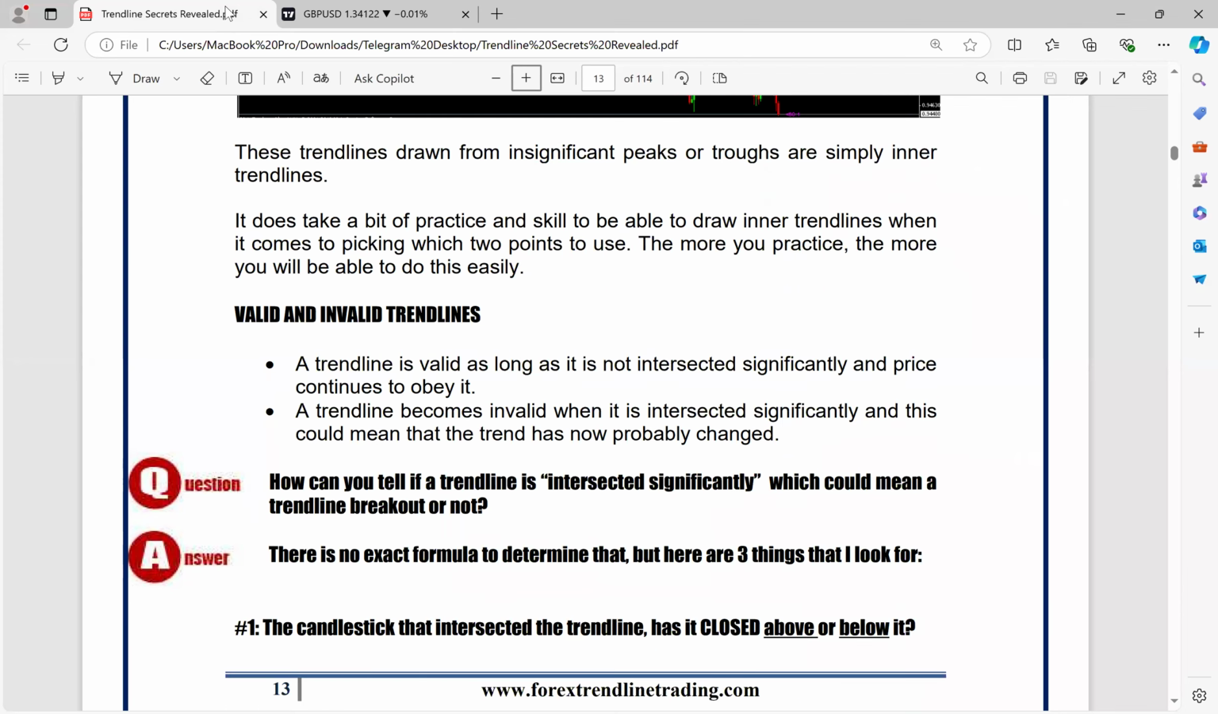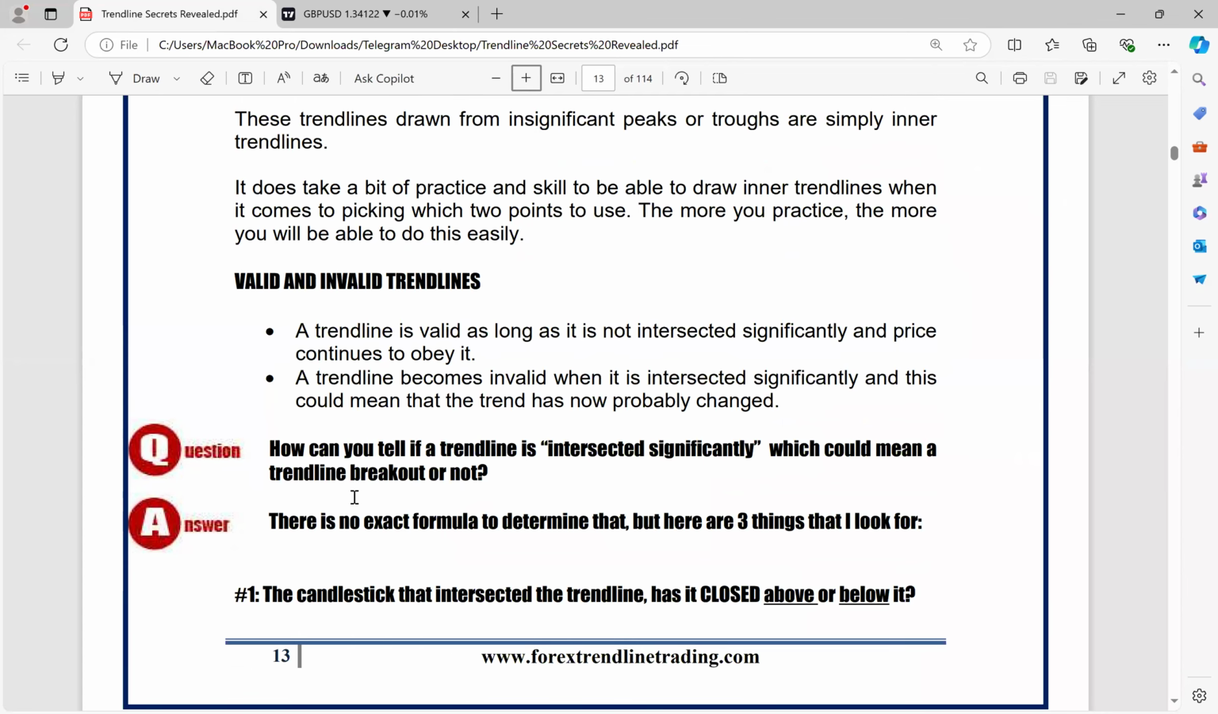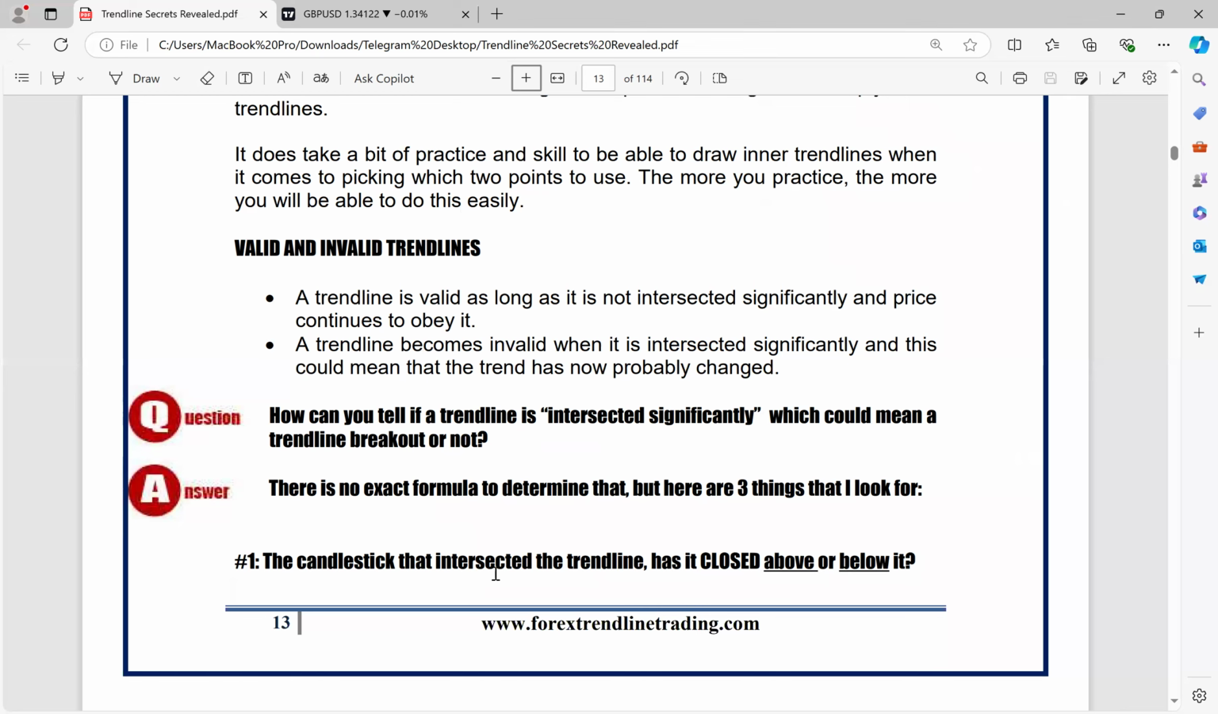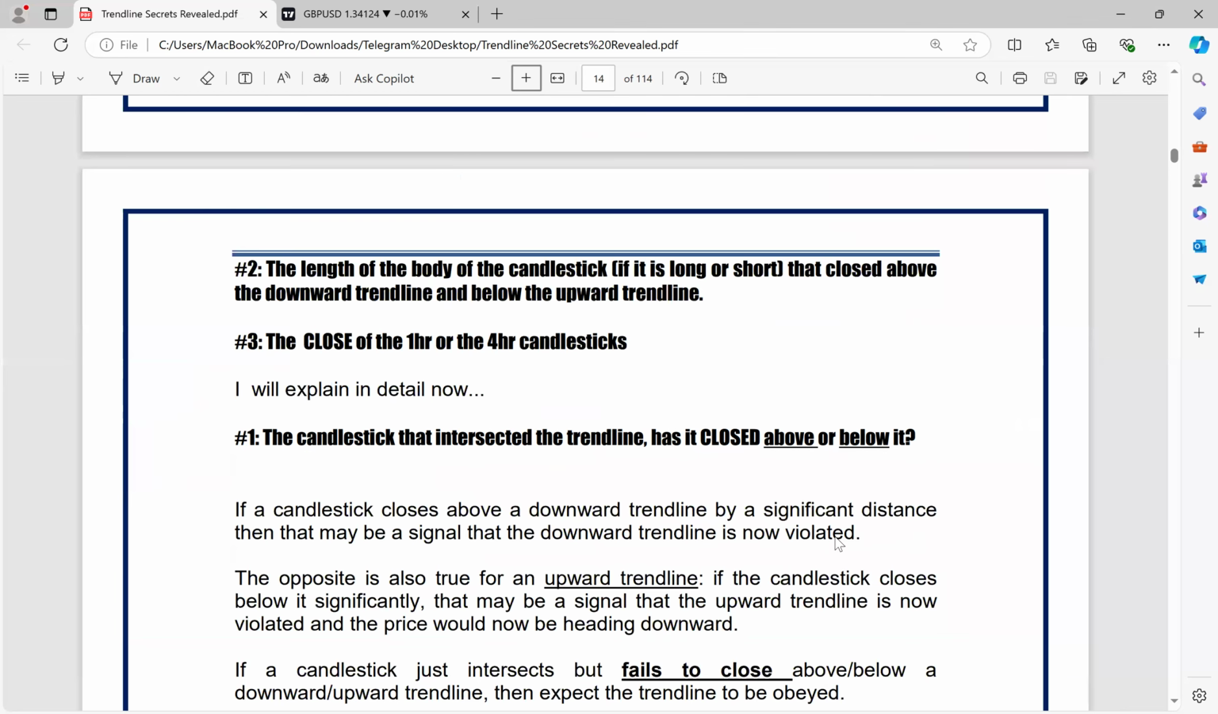It says here, how can you tell if a trend line is intercepted significantly, which could mean a trend line breakout or not? There's no exact formula to determine that, but here are the three things I look out for. The candlestick: did it close above or below it? Now you have to understand candlesticks. The length of the body of the candlestick that closed above or below it, whether it is long or short, and the close of the 1 hour or 4 hour candlesticks.